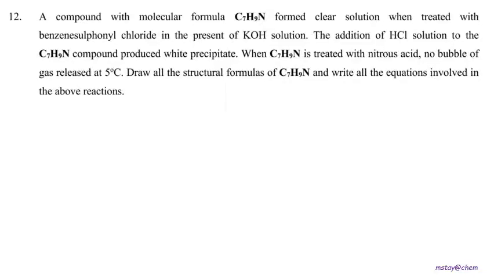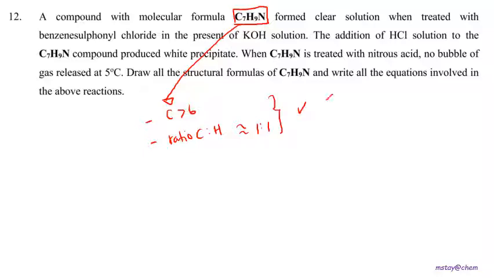A compound with a molecular formula C7H9N. Again, the number of carbon is more than 6, and the ratio of carbon to hydrogen is almost 1 to 1. With these two pieces of information, we know there is a benzene ring. However, here we have 7 carbon, and the benzene ring only has 6 carbon. So that is why there might be a few possibilities.